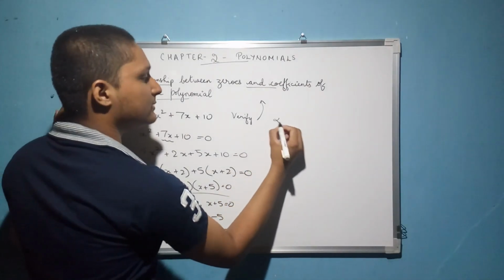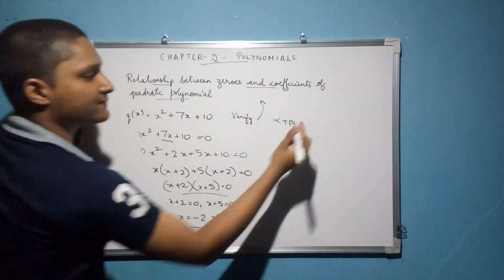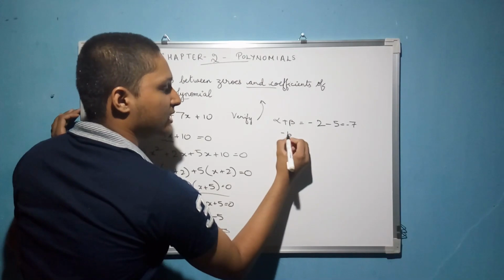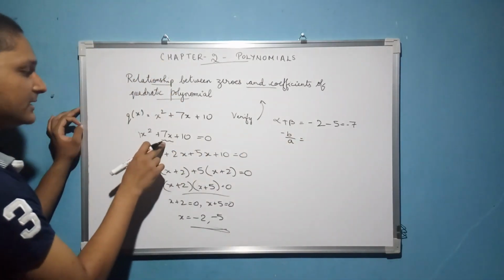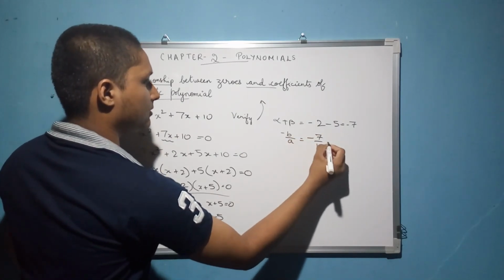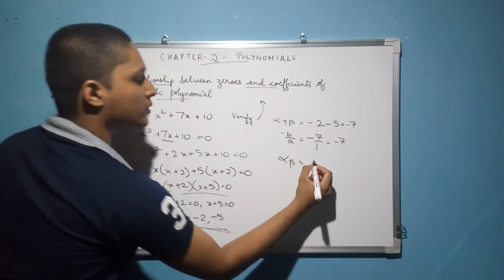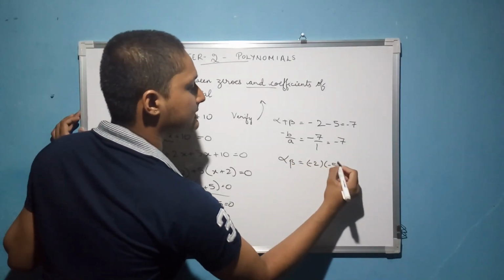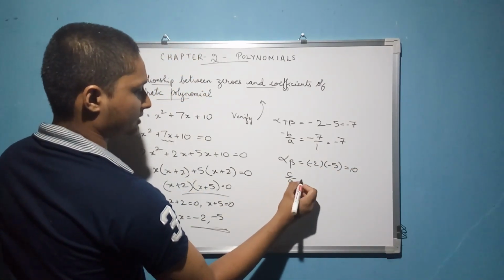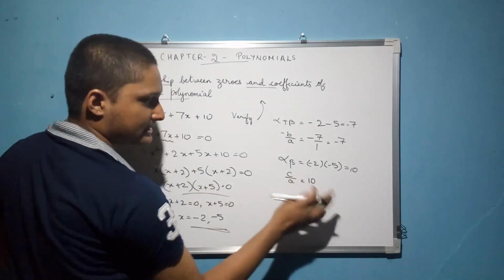For that we need alpha plus beta. Alpha plus beta is minus 2 minus 5, that is minus 7. Minus b by a, this is b, and a is 1, so this comes to be minus 7 divided by 1, or minus 7. Next you have alpha beta, that is minus 2 into minus 5, that is 10. And also we have c by a. C by a is 10 divided by 1, that is 10 itself.